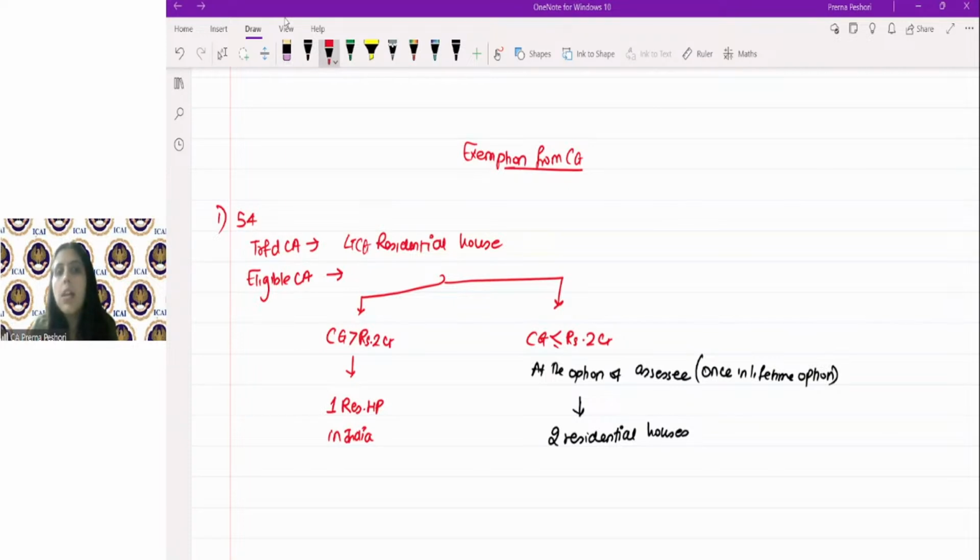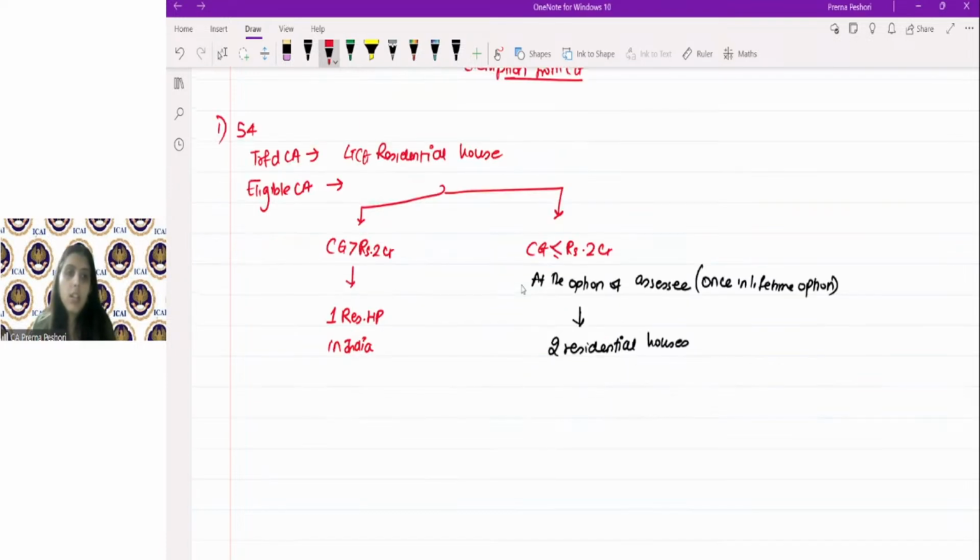And what is the time limit? The time limit is: purchase within 1 year before or 2 years after the date of transfer, or construct within 3 years from the date of the transfer. Clear? Then you will get the exemption.